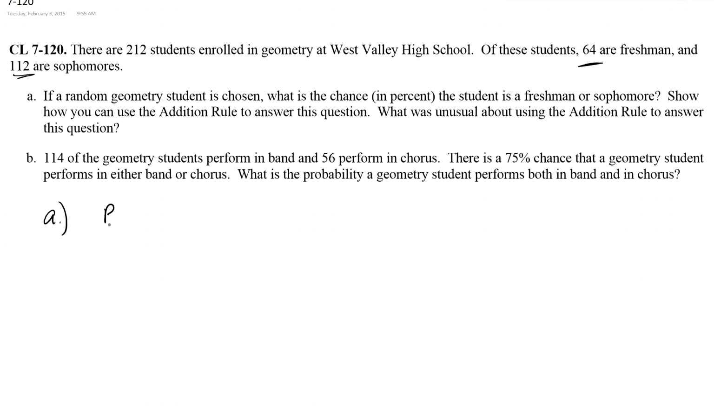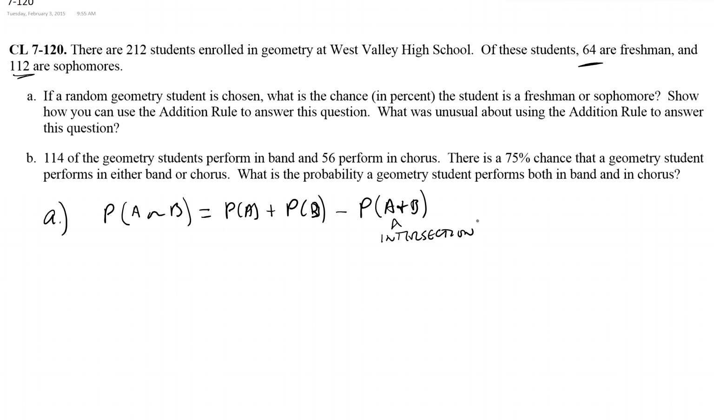So we want the probability of event A or event B. That's going to equal the probability of A plus the probability of B minus the probability of A and B. This is the part that is the intersection, where they're the same thing.